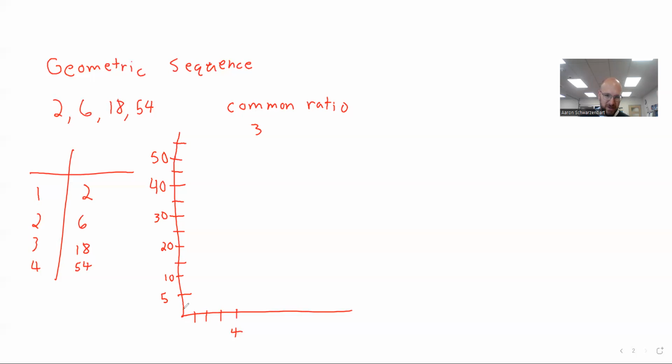So 1, 2, no, that doesn't get all the way to 5. I'm just going to go, that's 2/5 of the way there. I'm going to go approximately 2/5. These won't be perfect. 2, 6, 3, 18, 4, 54. This is not linear growth. This is a discrete exponential curve. So the geometric sequences are part of the exponential family.